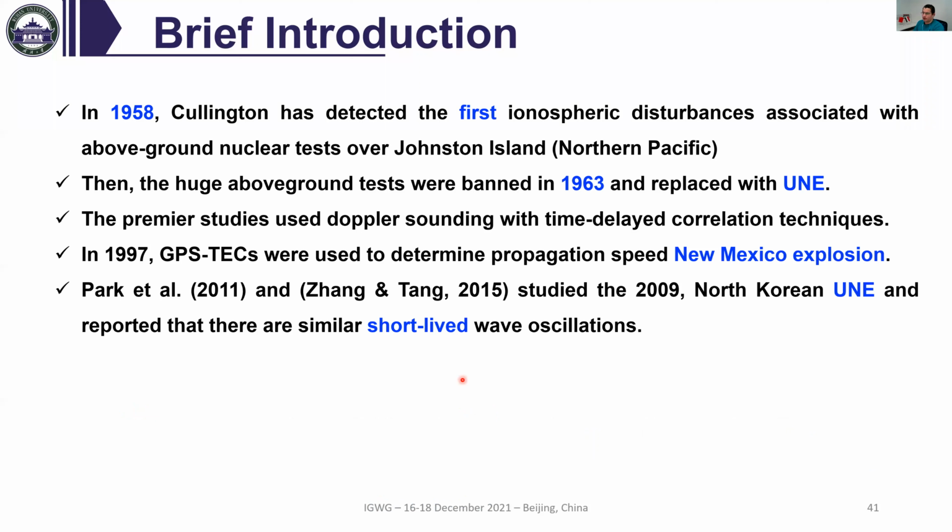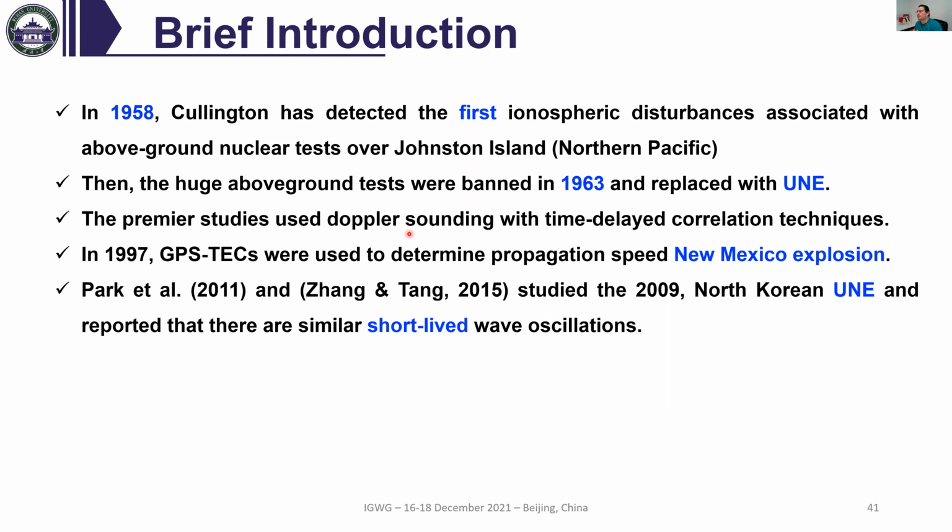So, a brief intro. The first time, in 1958, they found the first ionospheric disturbance associated with above-ground nuclear tests. It was at Johnston Island. And then in 1963, this kind of test was banned and replaced with underground nuclear explosions. And as the explosions became underground, the atmospheric wave resulting from them became weaker than before.